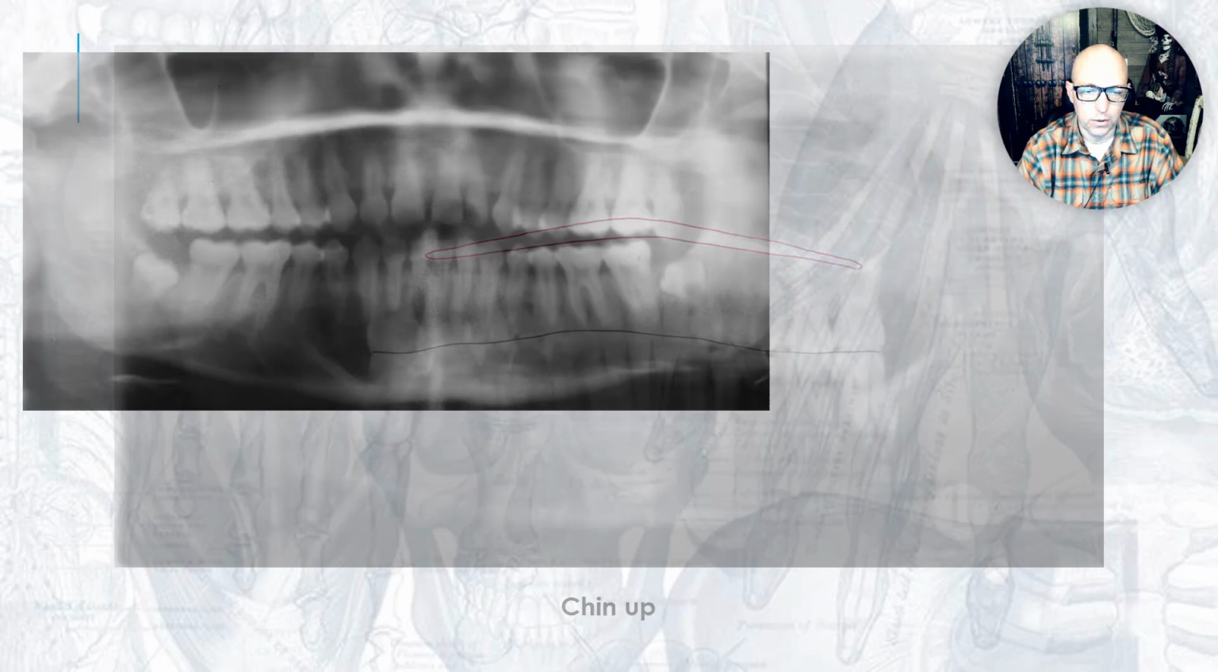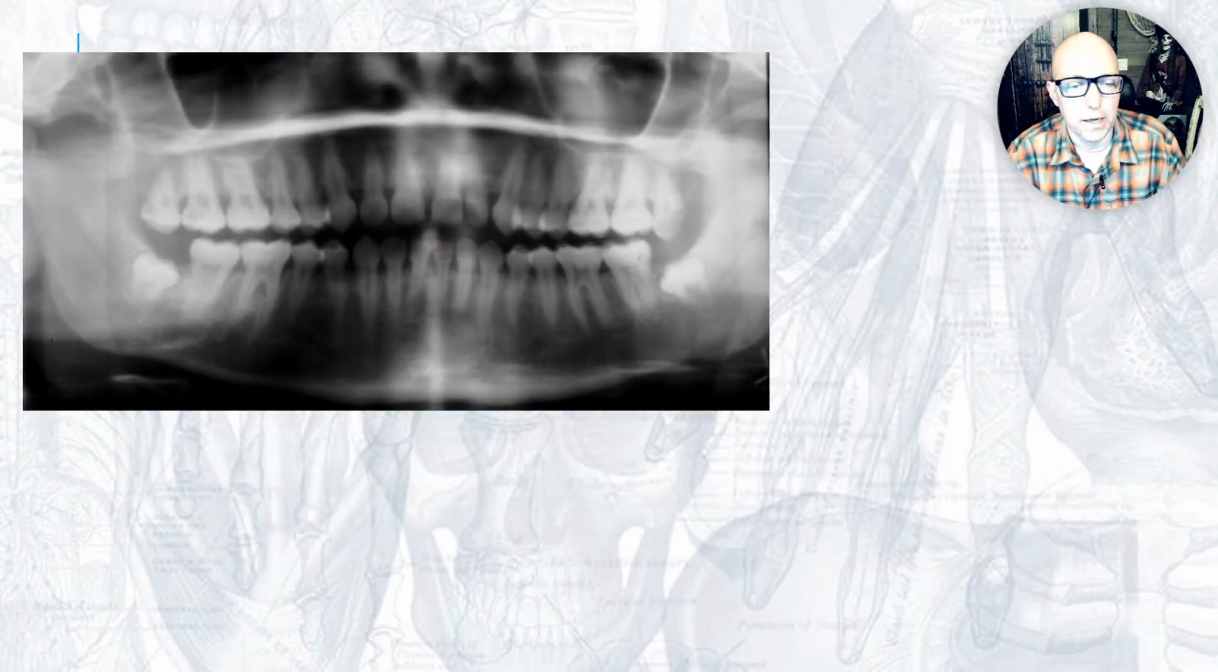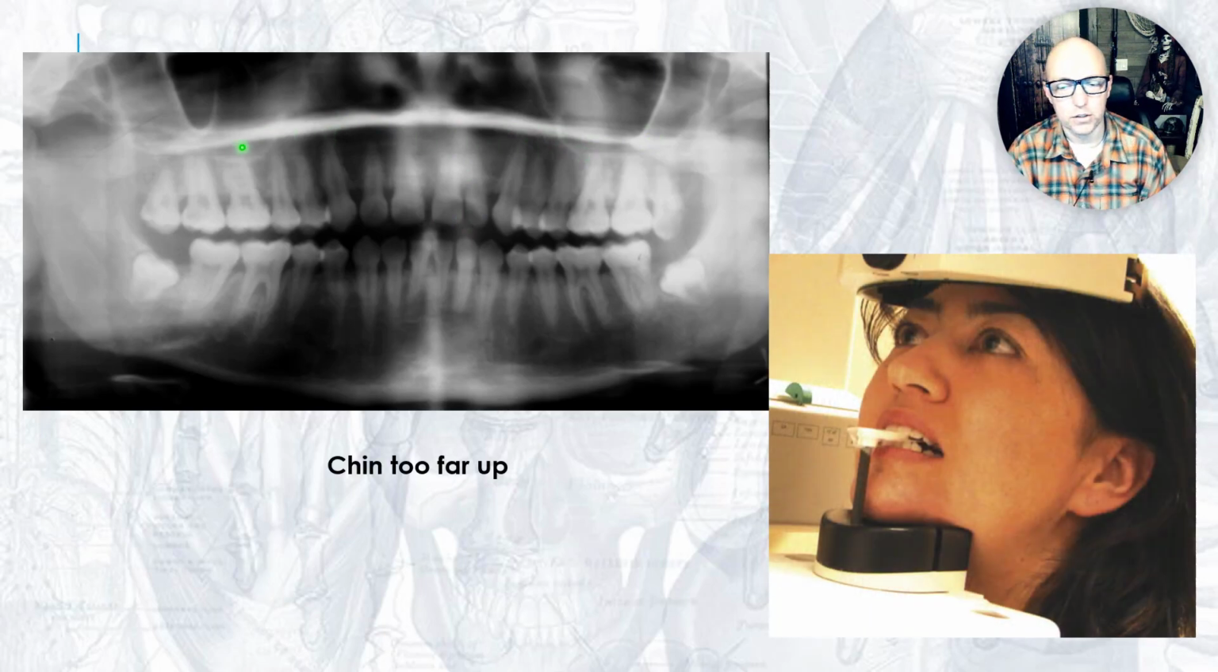Creates a frown line. This one, any major problem? Or is it passable? Just a little bit of chin up, but even just that little bit created a hard palate line that overlaps the roots of the teeth. So again, chin too far up. Here's what it might look like. Here's a nice exaggerated example. Chin way back like this.